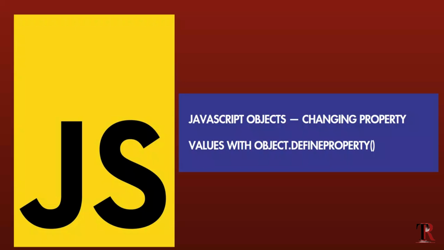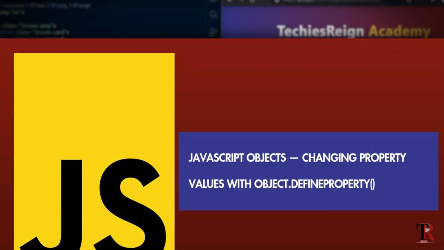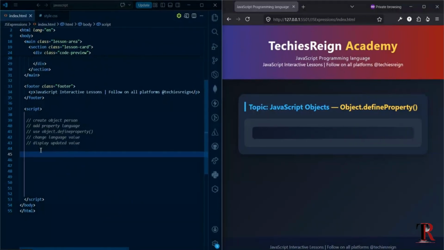Learn how to update an existing object property using the Object.defineProperty method. It is possible to change the value of an existing property using the Object.defineProperty method. Together, let's take a look at an example of how this can be done in JavaScript.